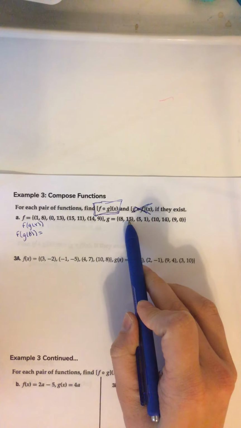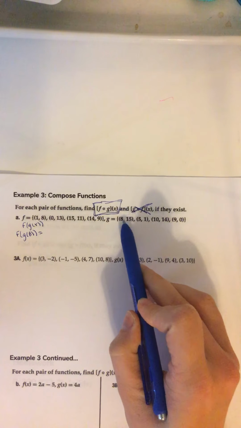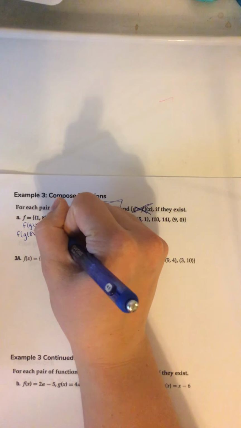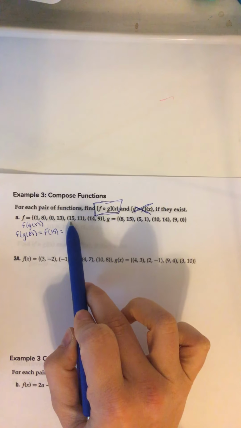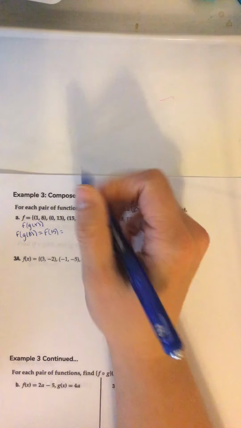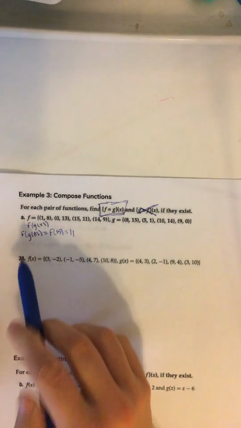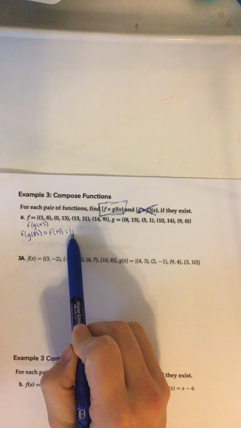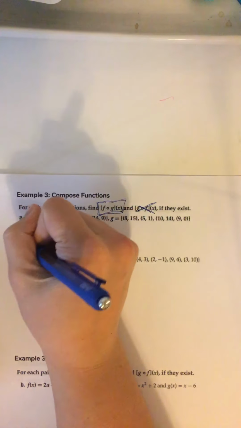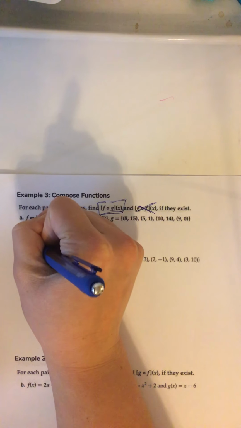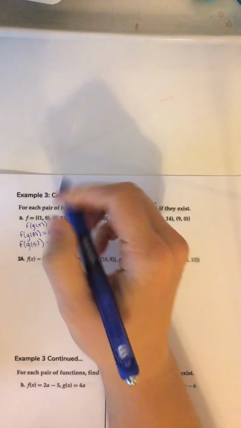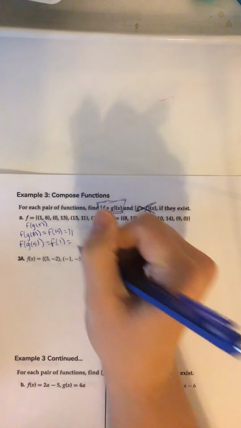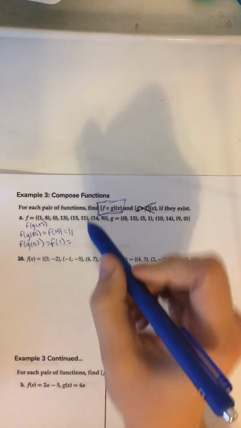Because the answer is the y. We're going to plug in the x, our answer is the y. So this becomes f of 15. Well, then we come over here to our list for f. When I plug in 15 to f, I get 11. So f of g of 8 equals 11. And we're just going to go down this list. f of g of 5, well, g of 5 is 1. f of 1 is 8.